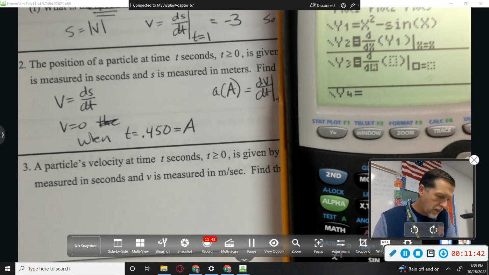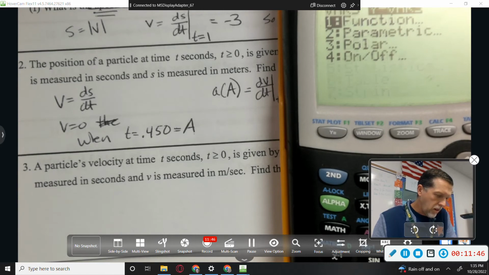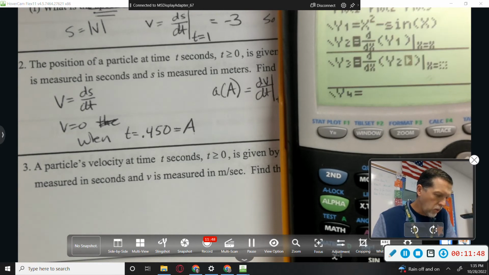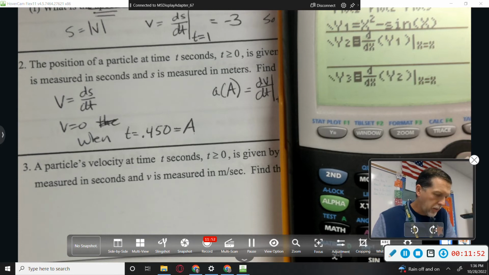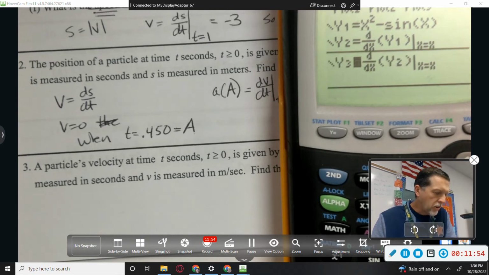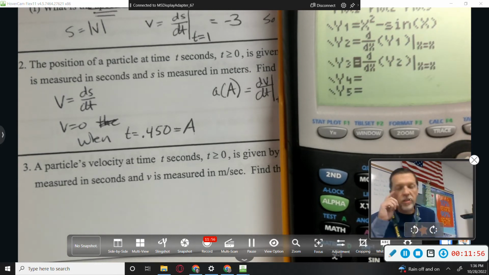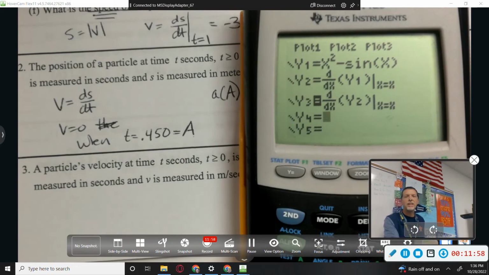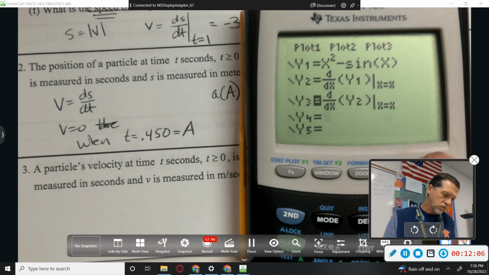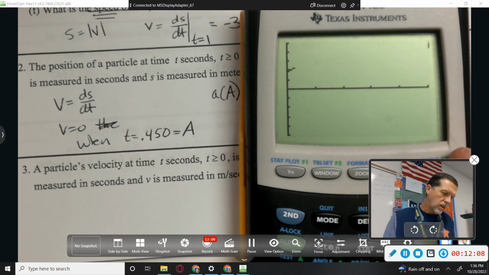Math 8, d dx of y2 when x equals x. And I'm going to turn off the velocity picture, because I don't really want to see it. Now it's going to take just a wee bit longer. Now it's probably going to take longer, because it's taking a derivative everywhere. So crawling along.